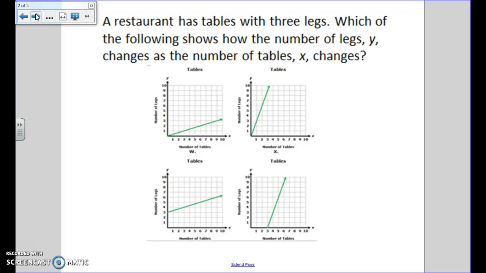Before we look at this multiple choice question here, let's read the question carefully. It says, a restaurant has tables with 3 legs. So when I think that, okay, all right, we got 3 legs on this table. Which of the following shows the number of legs compared to the number of tables?